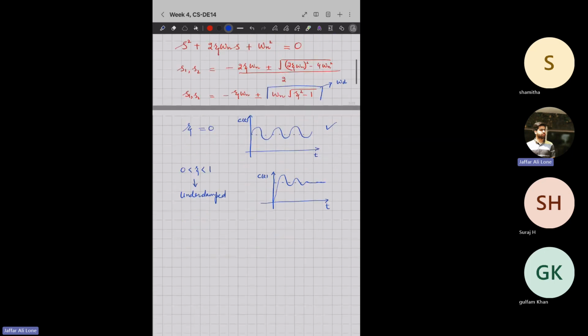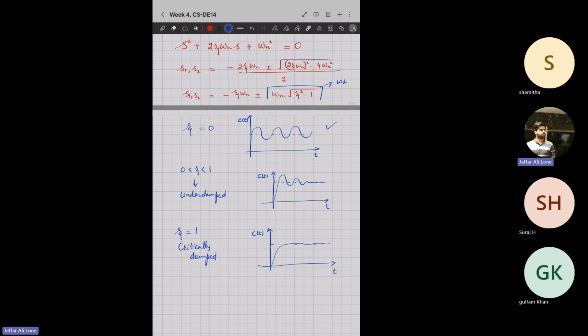If the value of zeta is exactly equal to 1, then the system is called a critically damped system, and the response will be something like this. Why am I explaining this in detail? Because all of your assignment questions are based on this. If you understand this, you'll be able to do every question. Let's assume this is my final value. So the response will be something like this.